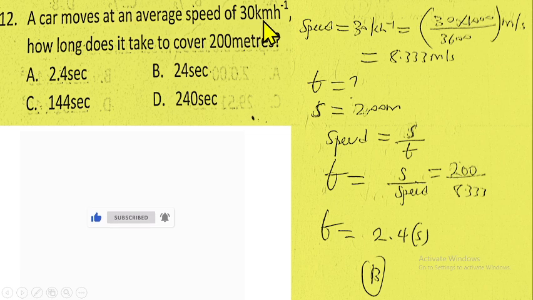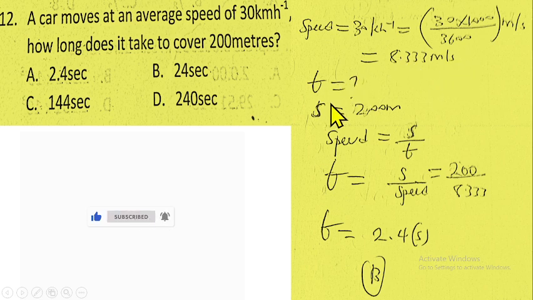So that means there's need for us to convert this kilometer per hour to meter per second, and the distance is already in meters. So how do we do that? We need to convert kilometer to meter, that will be multiplied by 1000, then convert hours to seconds, that will give us 3600 seconds. So 30 km per hour will give us 30 times 1000 divided by 3600 in meter per second. So technically that will give us 8.33 meter per second.